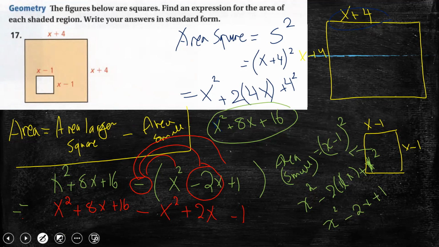Teacher, here, minus 2 what in the area of the small square? Here, x squared minus 2x plus 1. Yes, plus 1. Yes. Okay.